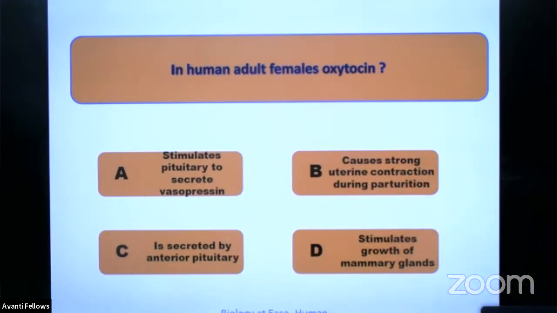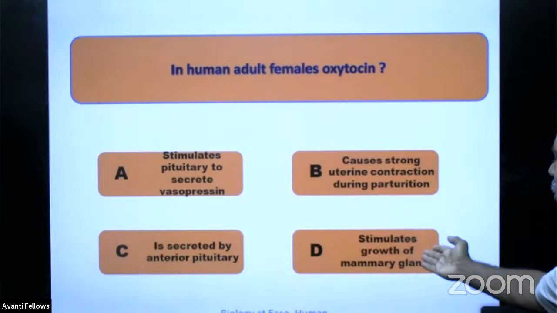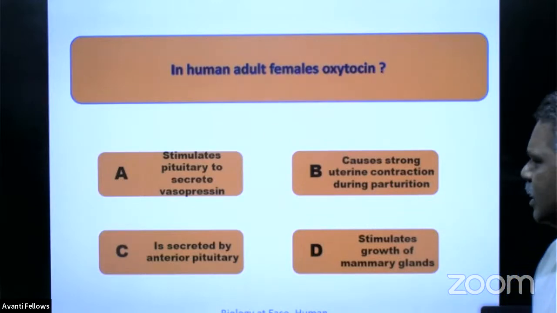It is secreted by the anterior pituitary lobe, and it stimulates the growth of the mammary glands. There are 4 options given: A, B, C, and D. Go through the options very carefully and find out the real function of oxytocin. Is it A, B, C, or D? Find out the answer and write it in your book, right? And move to another one.